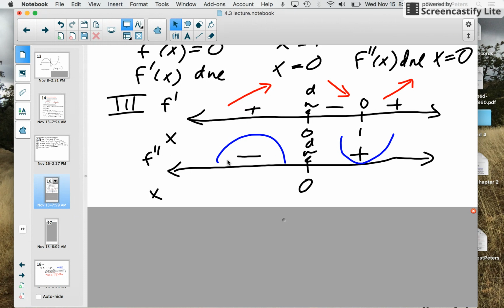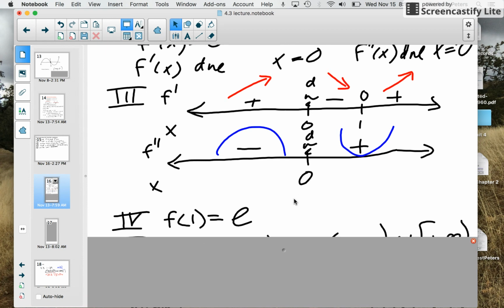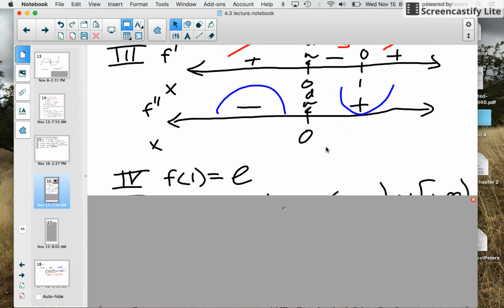And we can tell that the function is concave down from negative infinity to 0. It's concave up from 0 to positive infinity. And now we're going to find our y values. Okay, so we know that at 0, f doesn't exist, right? When x equals 0, f doesn't exist. When x equals 1, f of 1 is e. Okay, so that might tell us something.